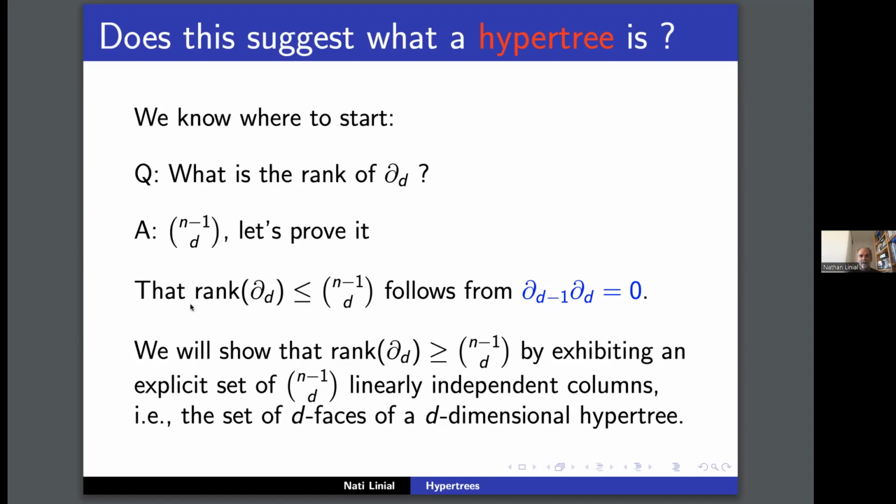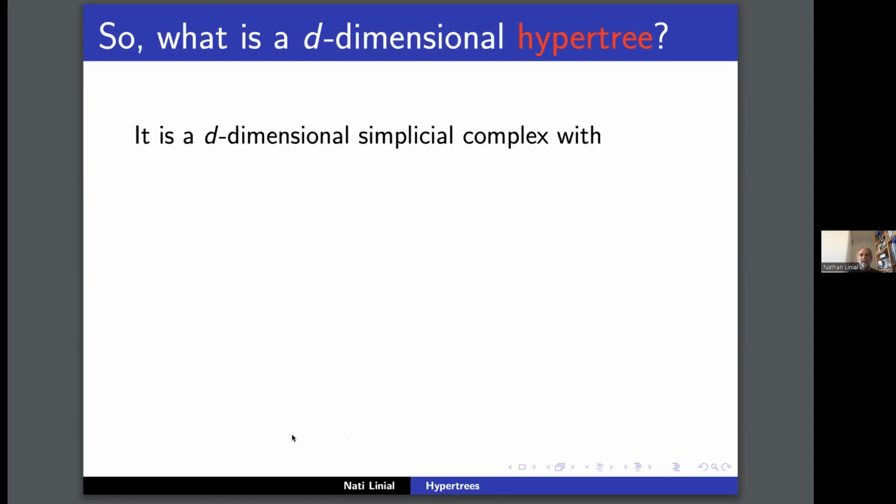I'm not going to dwell on this. Okay, so this proves an upper bound on the rank. Now we want to show a lower bound on the rank. How will we show it? We will find this many linearly independent columns, okay? And this will give us the set of D-faces of a D-dimensional hypertree. So we're going to see for the first time a D-dimensional hypertree.